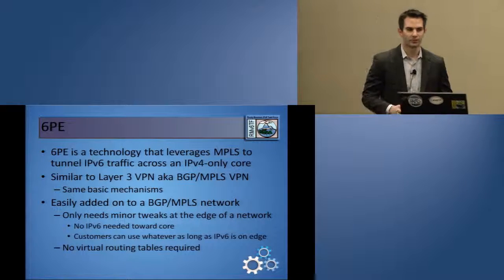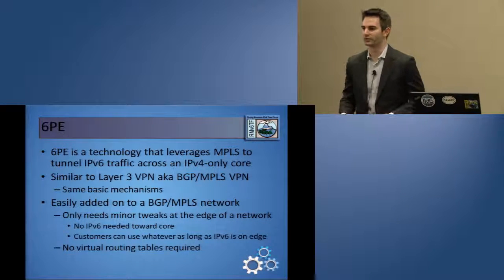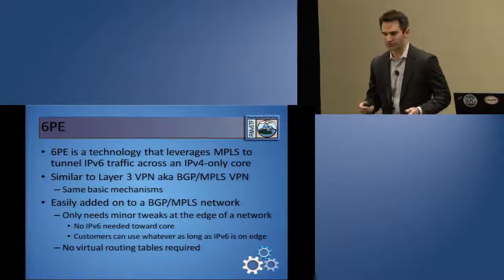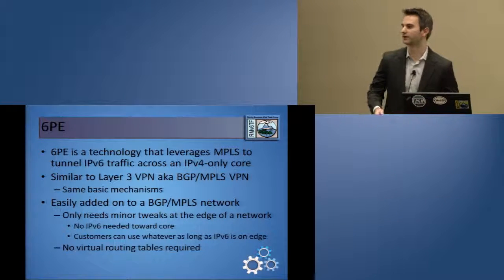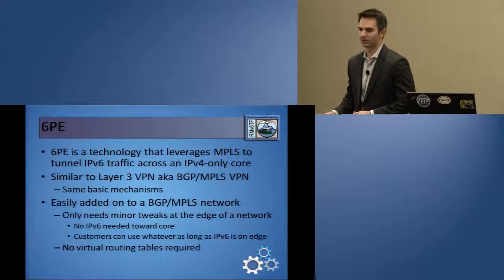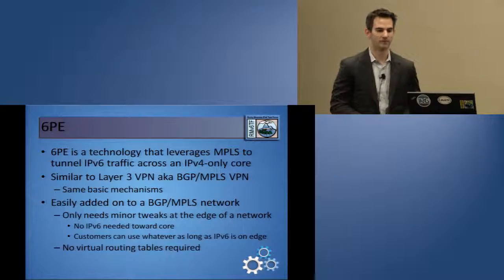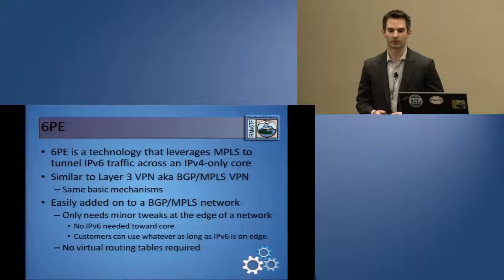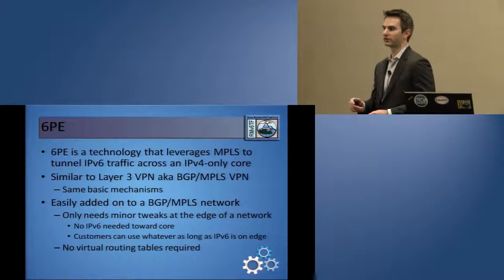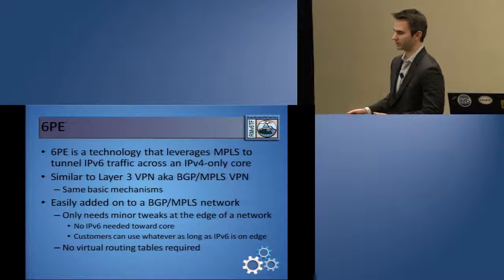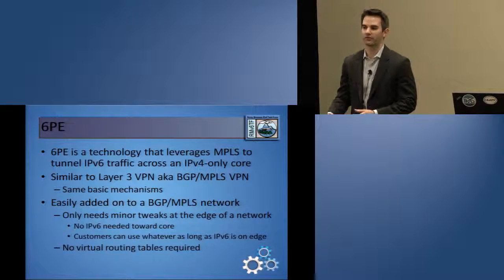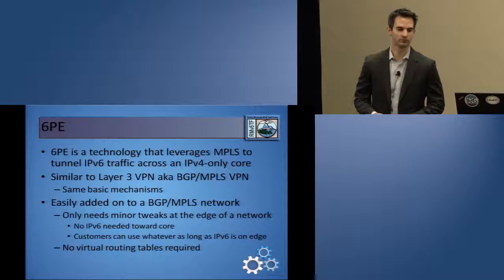This is somewhat similar to layer 3 VPNs, also called BGP MPLS VPNs. It uses a lot of the same basic mechanisms, but I'll go over some of the things that differentiate 6PE from this. And it's easily added to a BGP MPLS network. So you only need to create minor configuration tweaks at the edge of the network. It's very hands-off in the core, which could be advantageous for a number of reasons.